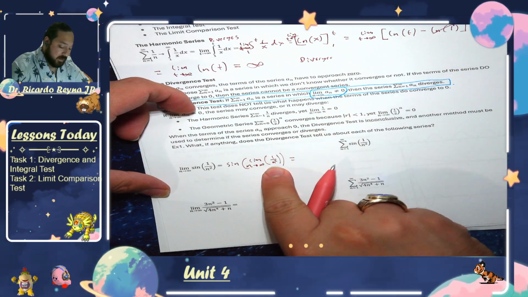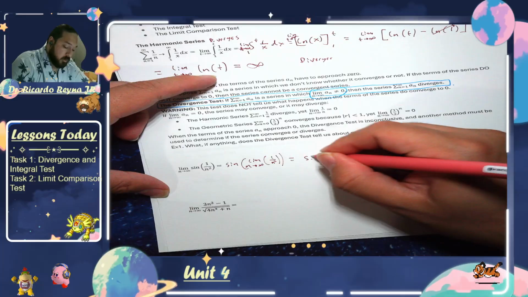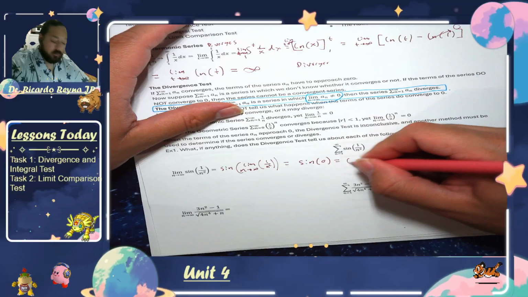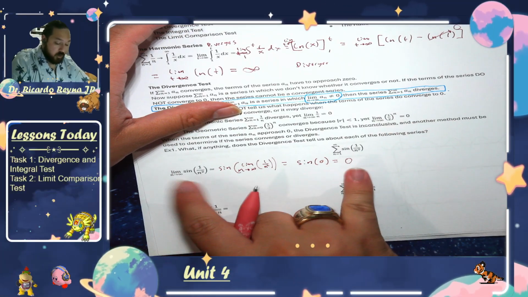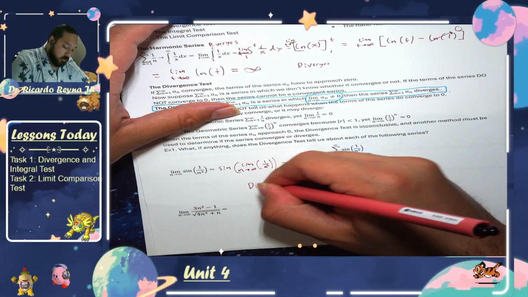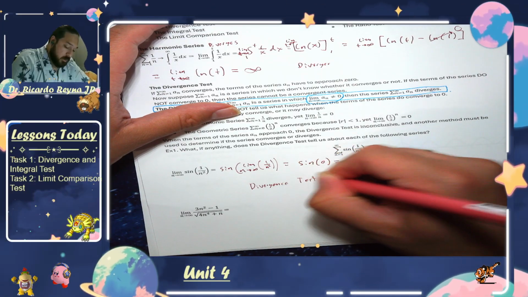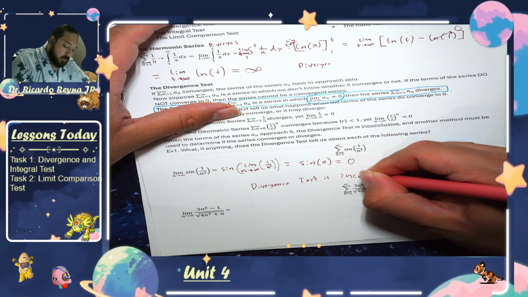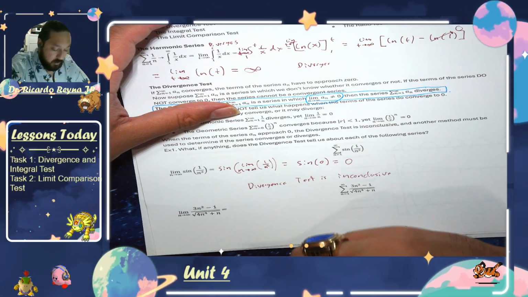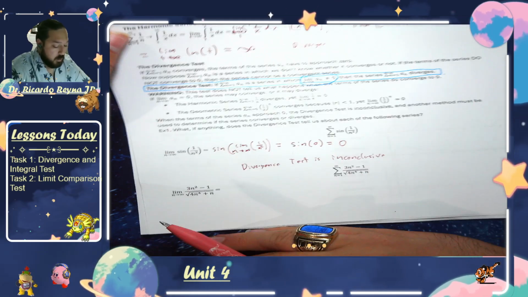And we know that this is a bottom heavy function, so that will go towards 0. So sine of 0, which we know sine of 0 is, well, 0. So here we show that the limit equals 0. So that means the divergence test is inconclusive. And it didn't really tell us anything, unfortunately. And we would have to do another means to figure out if this sum converges or diverges.